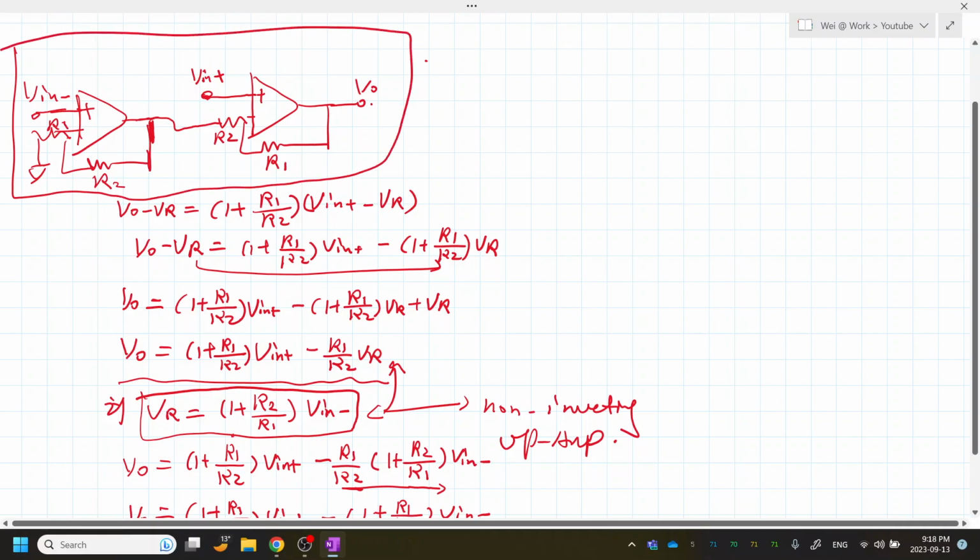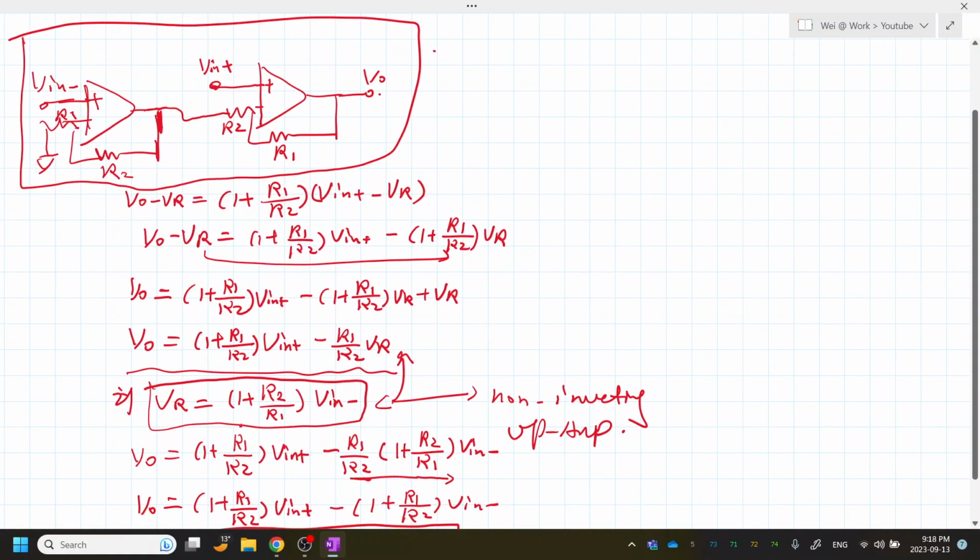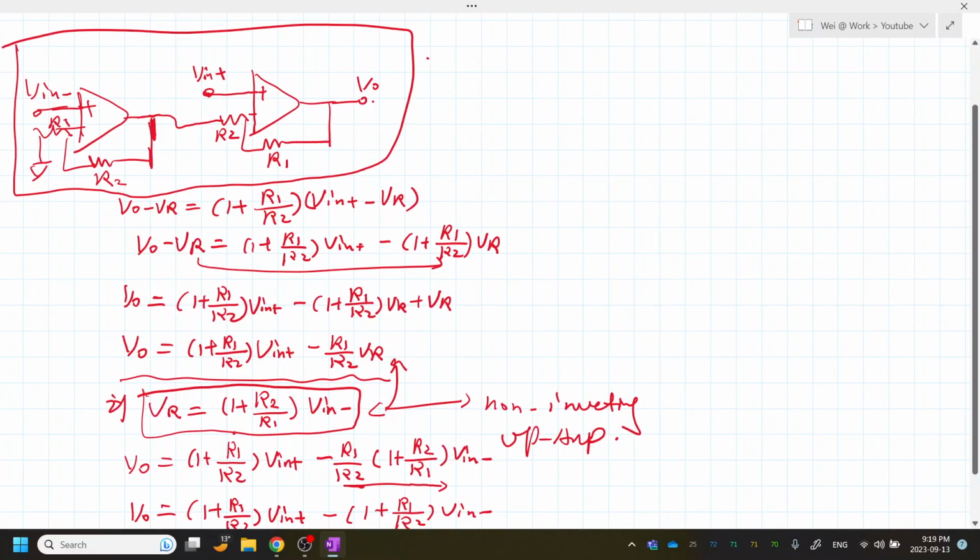Now, this is a two op-amp difference amplifier. This is basically a cascade of two non-inverting op-amp circuits. The first op-amp has a feedback resistor R2 and input resistor R1, and the second op-amp has a feedback resistor R1 and input resistor R2. One side of the input, V in plus, goes to the second op-amp, and V in minus goes to the first op-amp here. So you can basically use two identical op-amps for this circuitry.